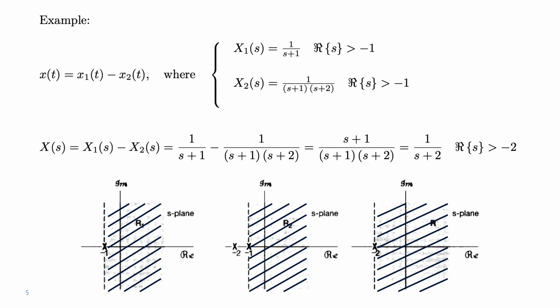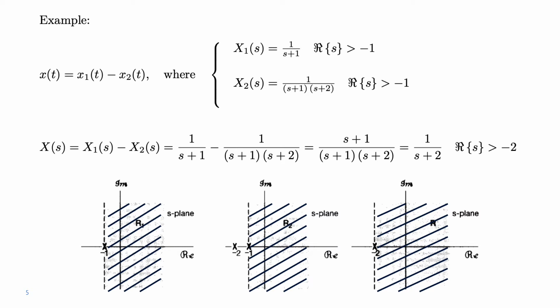So here's an example. Let's take x of t as x1 of t minus x2 of t, where x1 has a Laplace transform X1 of s equal to 1 over s plus 1 with region of convergence real part of s larger than minus 1. And let's assume that X2 of s, the Laplace transform of the signal x2 of t, is 1 over (s plus 1) times (s plus 2) with region of convergence real part of s larger than minus 1. So what happens when we do the linear combination? You see this in the middle of the slide.